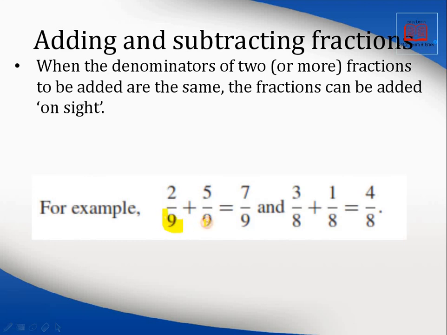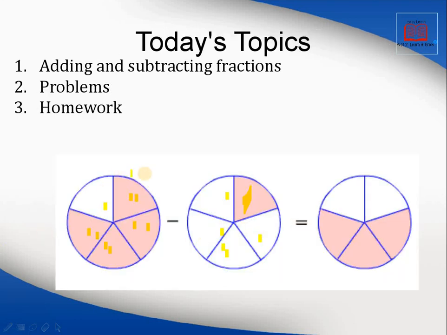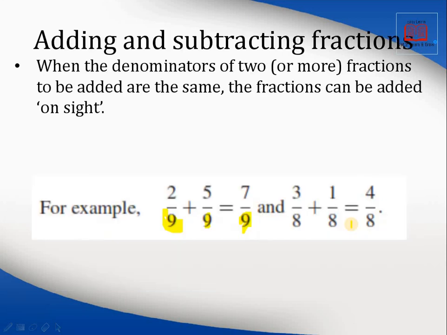You can see that this is also 9 and this is also 9, so the denominator still remains 9 as in our previous example. The total partitions, 1 2 3 4 5 and 1 2 3 4 5, are still the same, meaning the denominator remains the same, but the numerator changes: 2 plus 5 is equal to 7. Same is the case here: 3 plus 1 is 4, divided by 8.